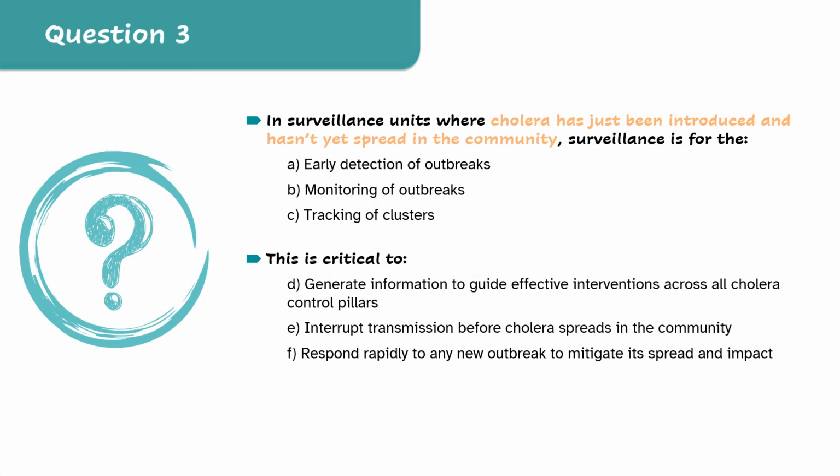Question 3. This is the last question. In surveillance units where cholera has just been introduced and hasn't yet spread in the community, surveillance is for the A. Early detection of outbreaks, B. Monitoring of outbreaks, C. Tracking of clusters. This is critical to D. Generate information to guide effective interventions across all cholera control pillars, E. Interrupt transmission before cholera spreads in the community, F. Respond rapidly to any new outbreak to mitigate its spread and impact.